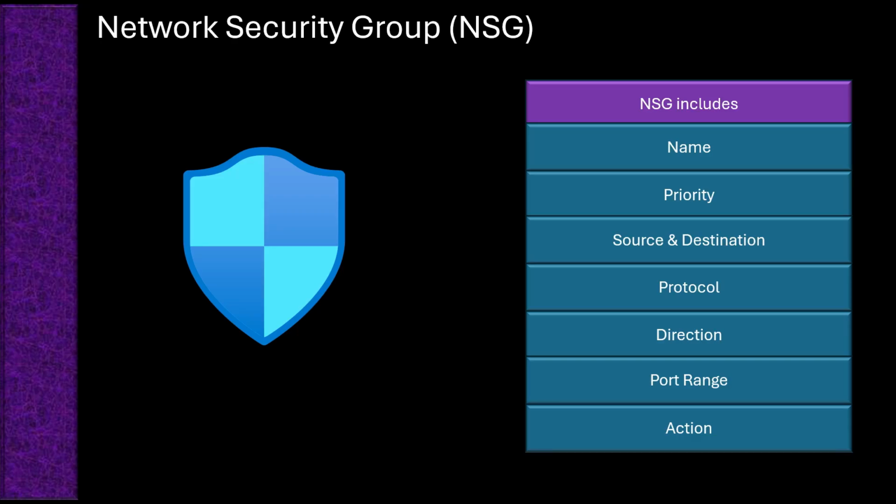Let's unpack what a network security group is. A network security group is a virtual firewall that will help you control and filter network traffic to and from resources within an Azure virtual network.